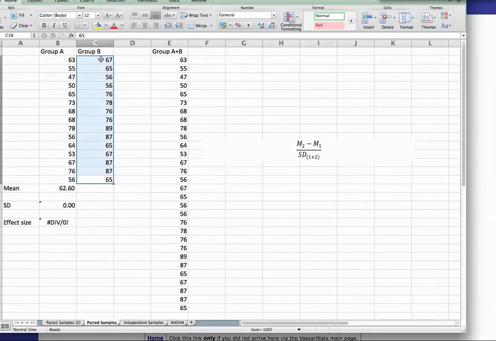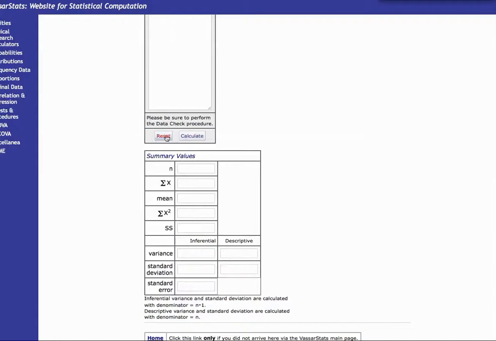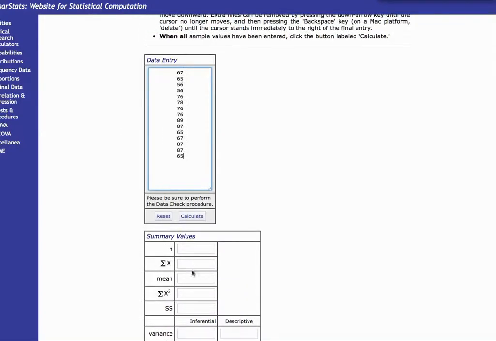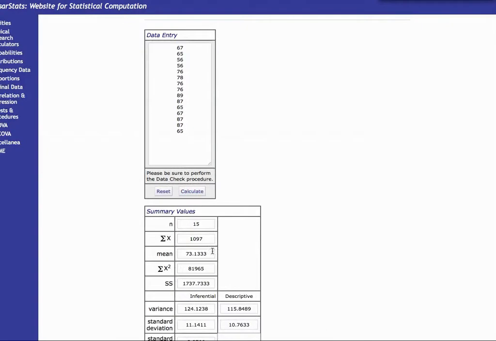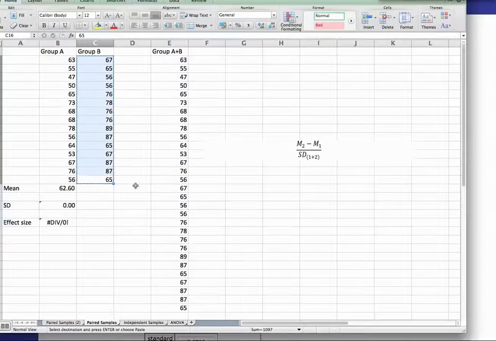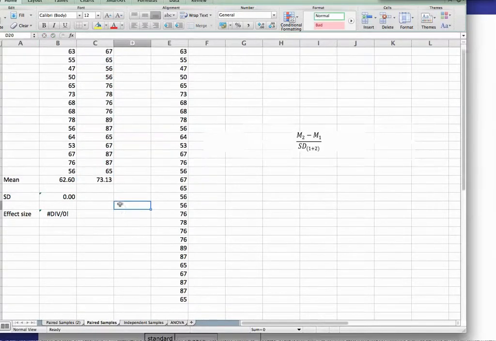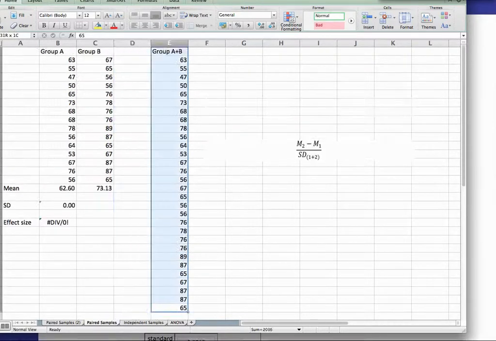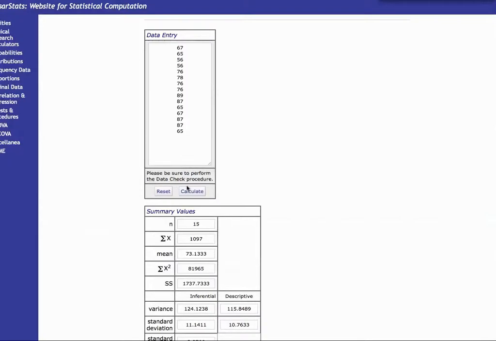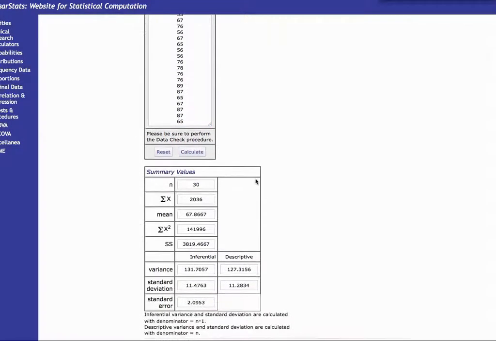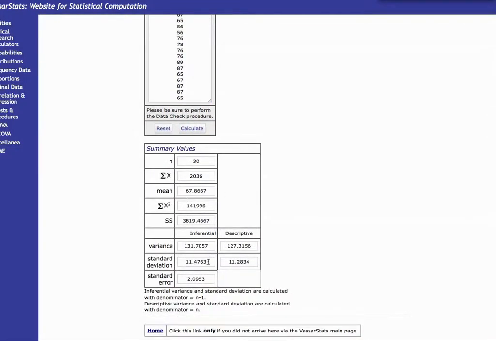Now you grab group B. Reset. Calculate. 73.13 is the mean score. Now you would need both these groups together for the standard deviation. Reset. Calculate. And the standard deviation for both those groups is right here. You can copy and paste that, or just remember 11.47. Excuse me, 11.48 if you want to round it.